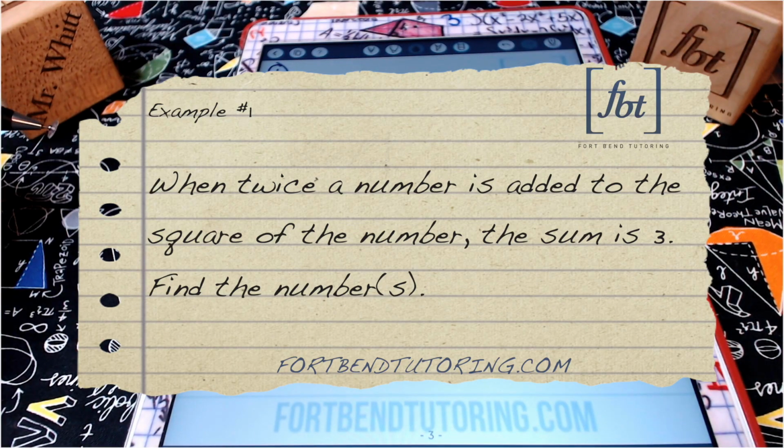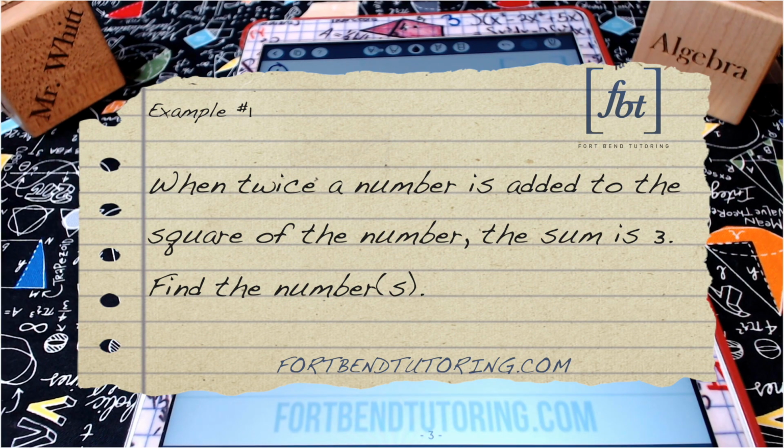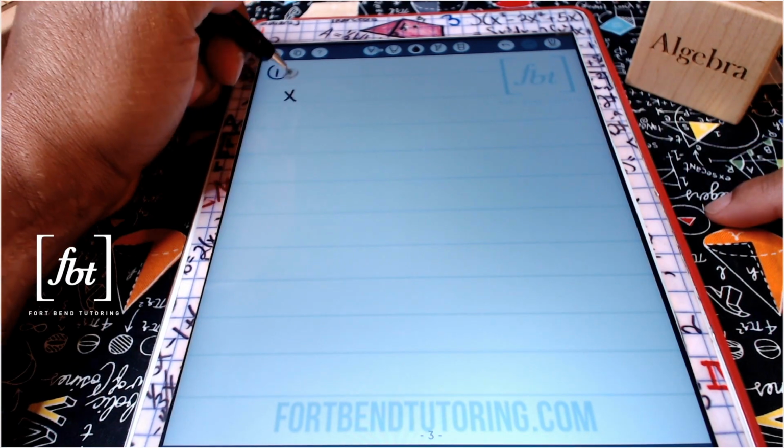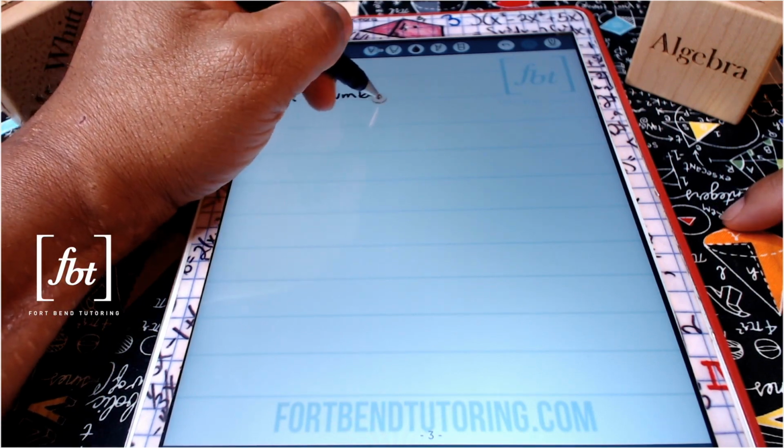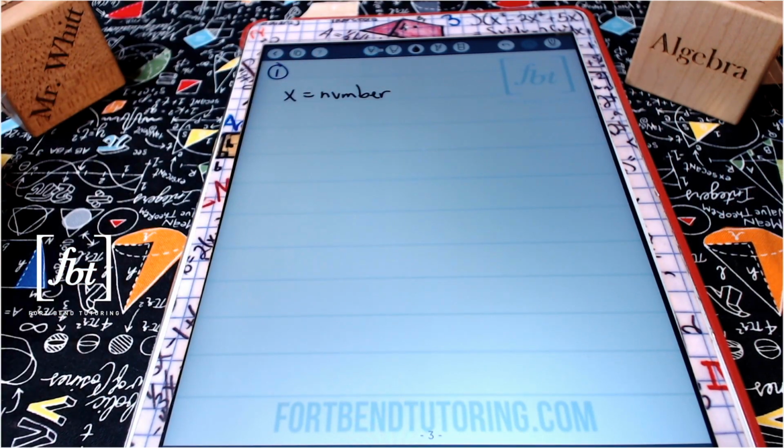1. In problem number 1, it says when twice a number is added to the square of the number, the sum is 3. Find the number or numbers. The first thing I'm noticing is that we don't know what this number is, so we're going to give it a variable. I'll call it the variable x, and I'm going to label this and say that this variable x represents the number. So the next thing we'll do is translate this into an algebraic equation.